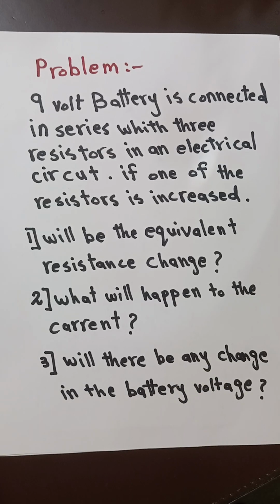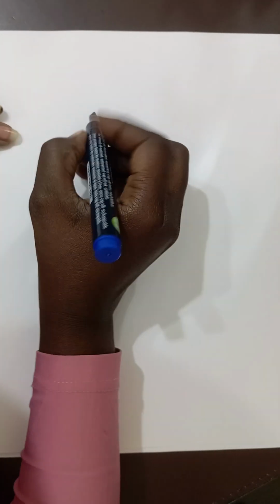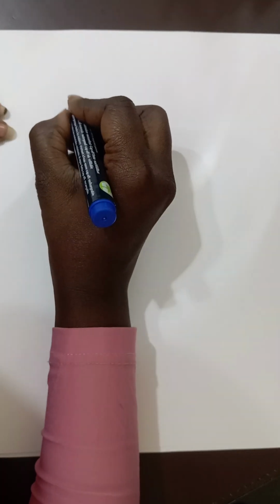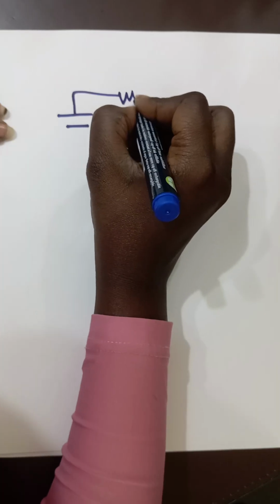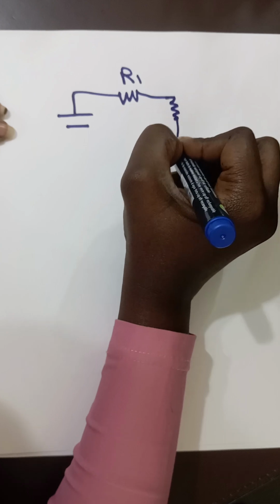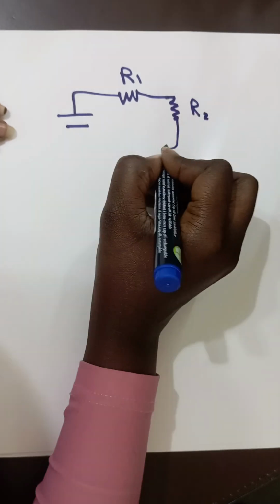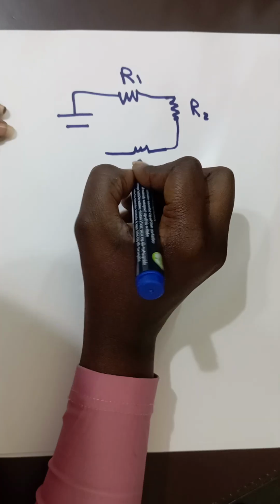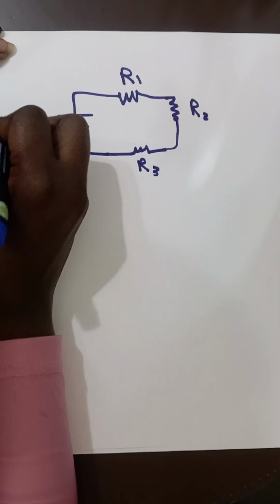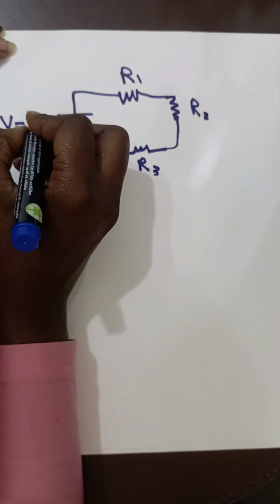Okay, to solve this problem, first we will draw a series circuit. Okay, this is the battery source. This is the first resistance R1. This is the second resistance R2, and this is the third resistance R3. The battery voltage V equals 9.